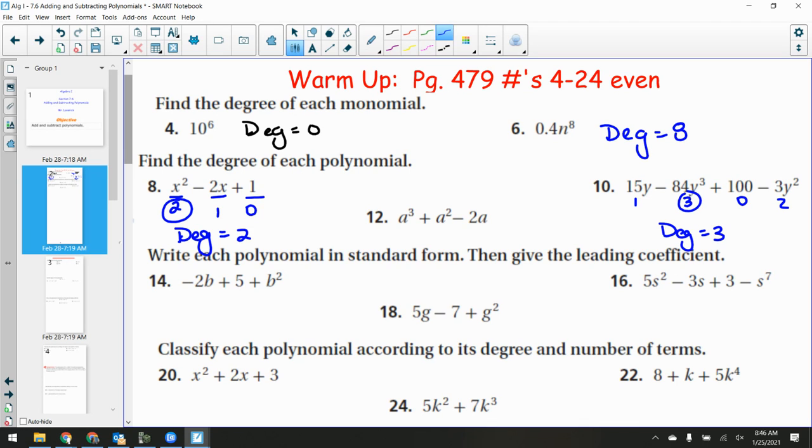And number 12, Hayden. Good. The degree would be 3. This is a 3. This is a 2. This is a 1. Good. Questions on that then?